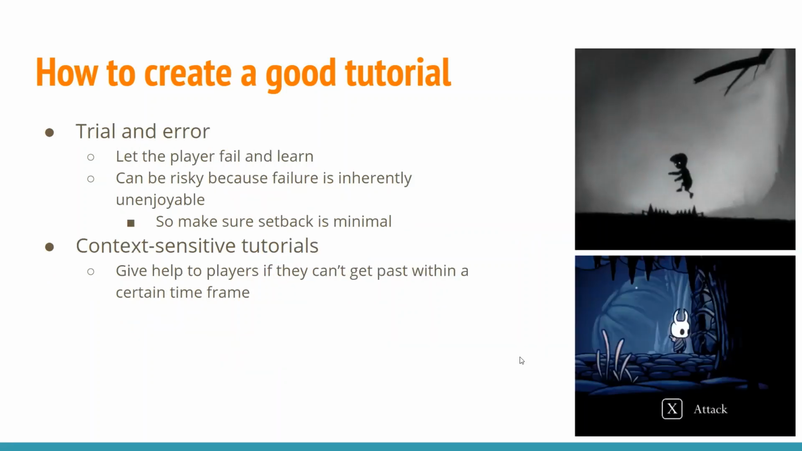Okay, the next tutorial design choice is trial and error. And what this means is basically introducing a new mechanic to the player and then just letting them have at it and letting them fail. This can be risky because failure is inherently unenjoyable. No one wants to play a game just to like fail over and over again. But at the same time, failure is one of the best ways for anyone to learn a lesson. So if you implement trial and error and make sure that your setback is minimal, then players should still be able to have fun while gaining a first-hand experience of the causality and the consequences of failure in your game.